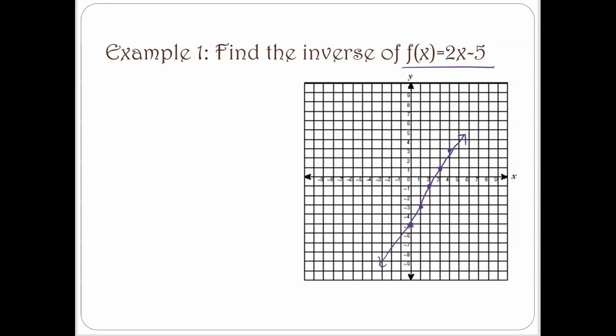And we know on this problem that we have the points, let's say (0, negative 5), (1, negative 3), and (2, negative 1). So hopefully on its inverse, we will have the points. So the inverse should have the points (negative 5, 0), (negative 3, 1), and (negative 1, 2). So let's check and see if that's the case.